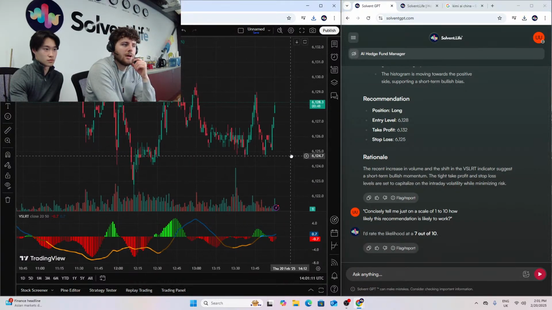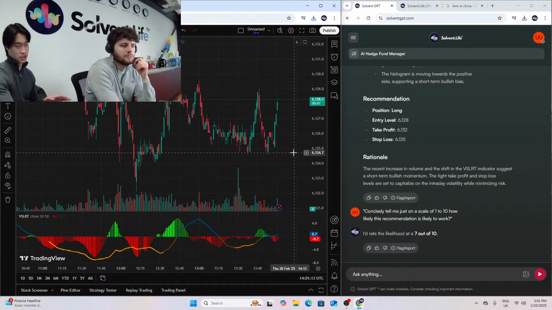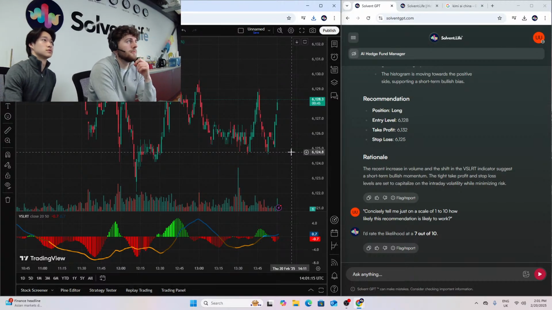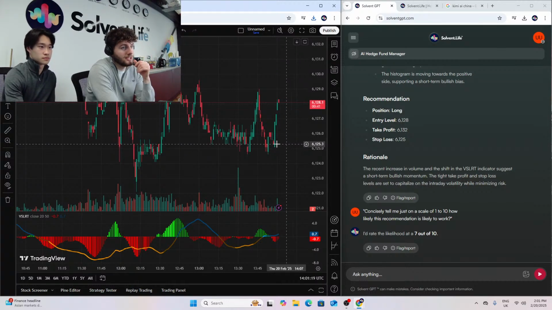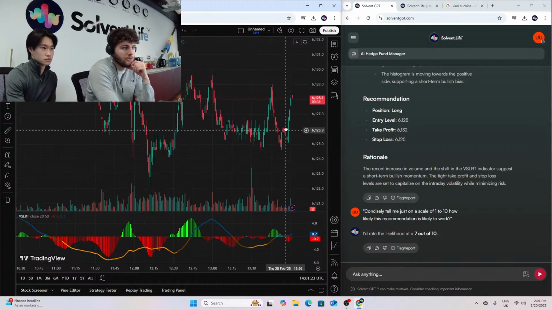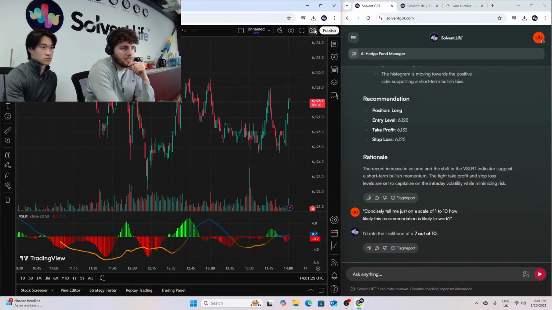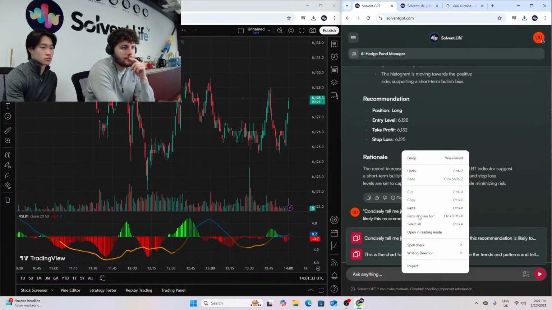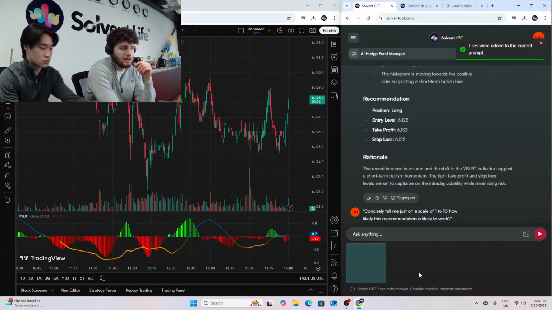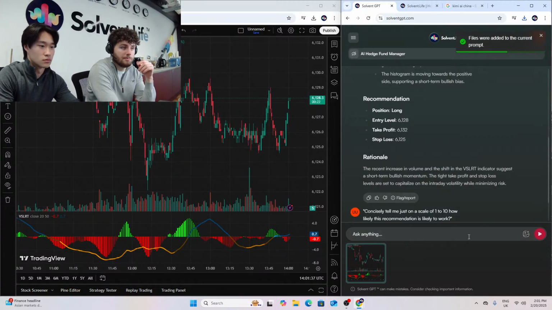7 out of 10. So we're just going to give it another couple of seconds and then we'll ask again. Personally, I think it's going to be short. It looks like it's about to drop down. I don't think it will break above that last high that was present about 15 minutes ago. I think it's going to be a bearish uptrend. Sorry, a bearish downtrend.